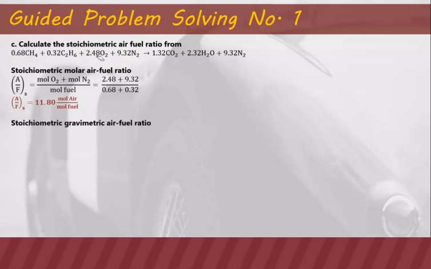Next is the stoichiometric gravimetric air-fuel ratio. The gravimetric air-fuel ratio is the air-fuel ratio on a mass basis, so that should be in kilogram air per kilogram of fuel. That's why we'll use this formula. Since our mass is equal to the number of moles times the molar mass, that's why we will use this equation.